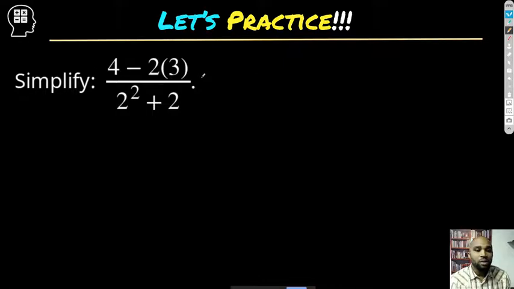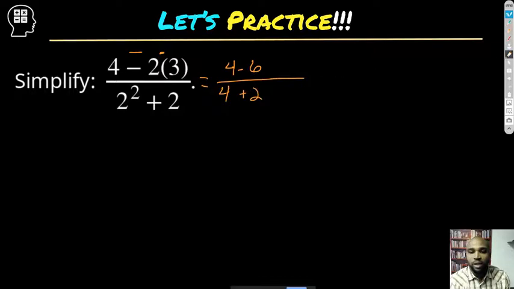All right, so numerator, I'm going to do that part first. PEMDAS tells me to do the multiplication here first before this minus. So I'm going to multiply 2 and 3, giving me 6. And I'm going to do my exponent, 2 squared, which is 4, plus 2. That leaves me with what I see here, which is 4 minus 6. I'm going to continue simplifying this. 4 minus 6 is negative 2, because I have 4 and I take away 6, which is more than 4. And 4 plus 2 is 6.